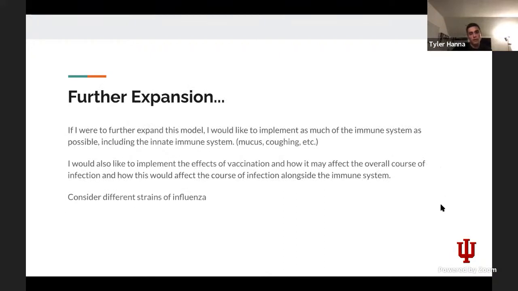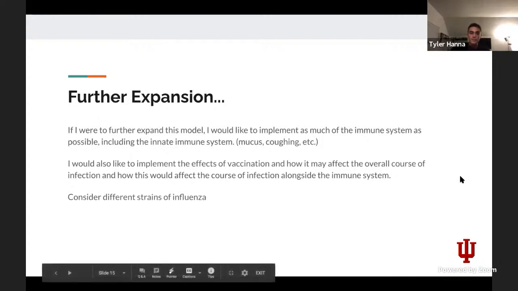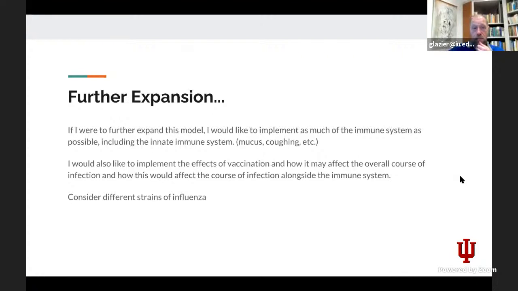If I were to expand this model, I would like to see how to better define the immune response as a whole, including the innate immune response like coughing and what mucus could do to the viral load, but also how vaccination can work alongside the system, and see how that dictates the course of a flu infection. Additionally, I wanted to see if different strains of influenza would behave differently according to the model I have set up here. And that's about it.